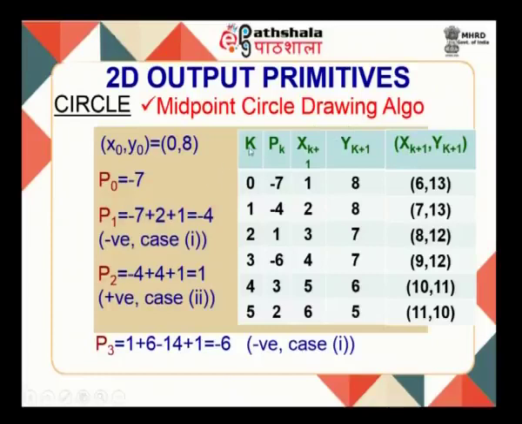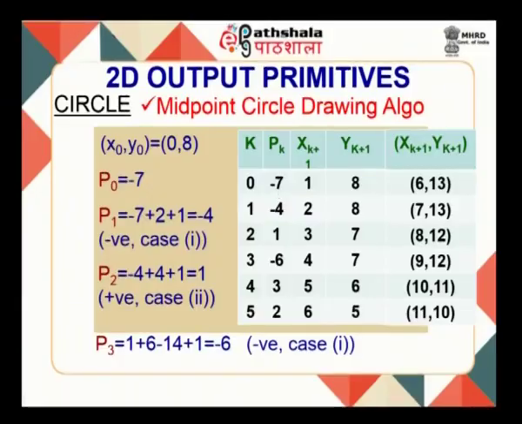So, tabulate the values for k, pk, xk+1, yk+1, and the actual xk+1, yk+1. As I said, with a center other than the origin, you will be adding the center to every point that you compute. Okay. So, p0 is minus 7, that means p0 is negative. pk is the decision parameter, and if we get a negative value, it indicates that the midpoint is inside the circle boundary and we will be choosing the upper position.